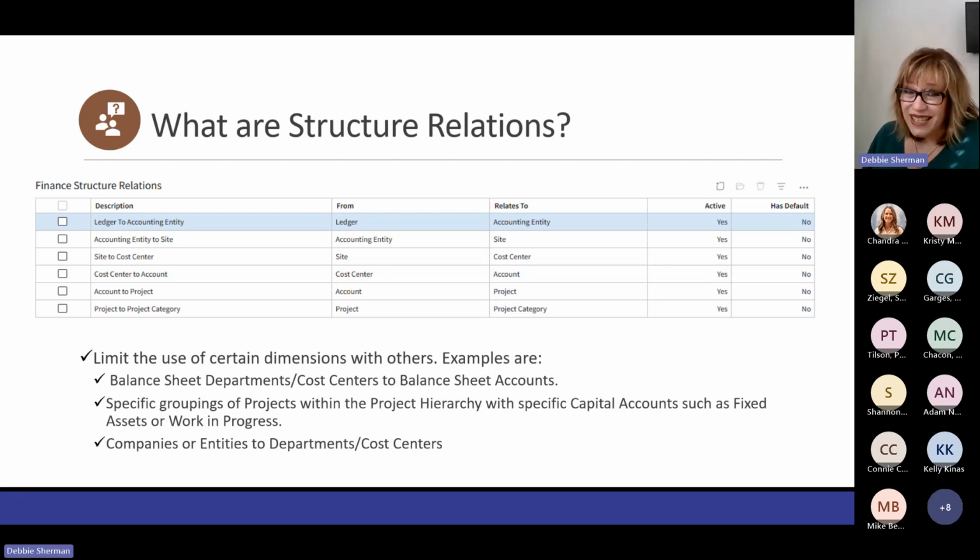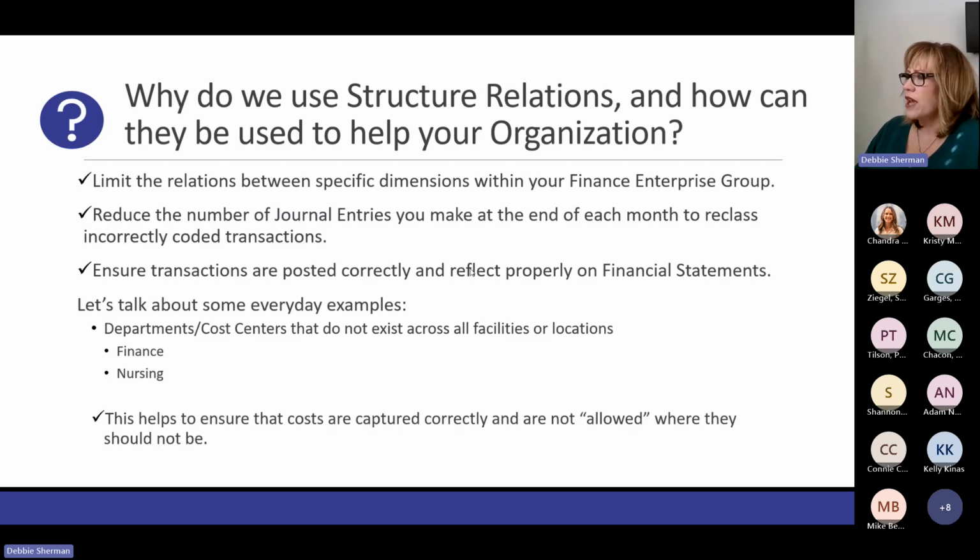So why do we use these? We use them to limit the relations between specific dimensions within the FEG, just like I just said, okay? We're limiting what can be used. So we want to make sure a balance sheet department only uses a balance sheet account, right? We don't generally use expense accounts with a balance sheet department or cost center. It reduces the number of journal entries your staff will have to make at the end of each month, reclassing incorrectly coded transactions.